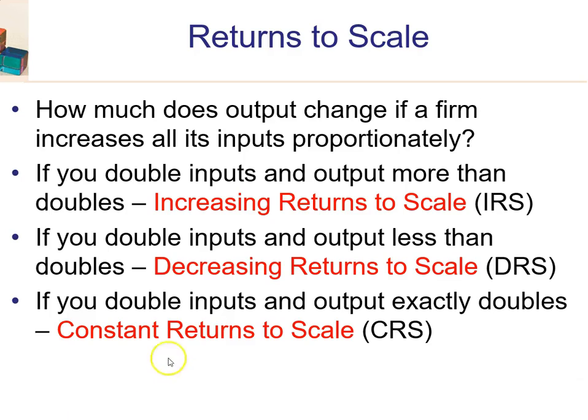So, in the increase in returns to scale case, for example, if the proportion is a doubling of your inputs and your output correspondingly more than doubles, that's an increase in returns to scale. Decrease in returns to scale, you double your inputs, your output less than doubles. Constant returns to scale, doubling inputs, your output exactly doubles.